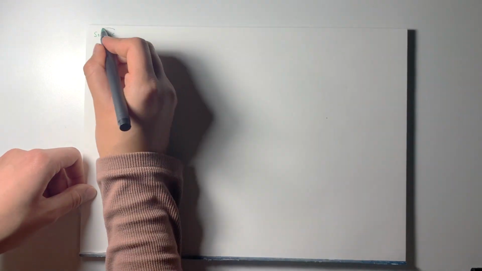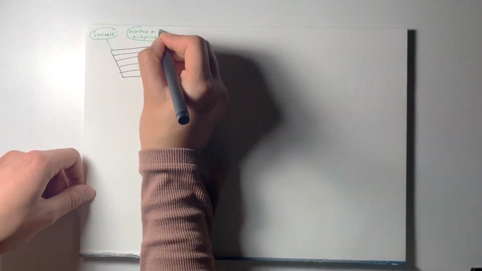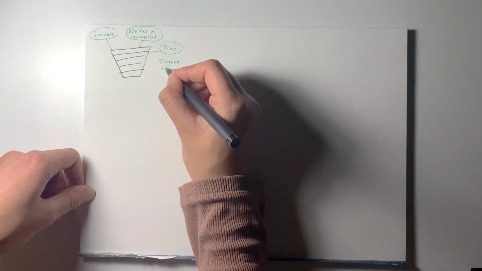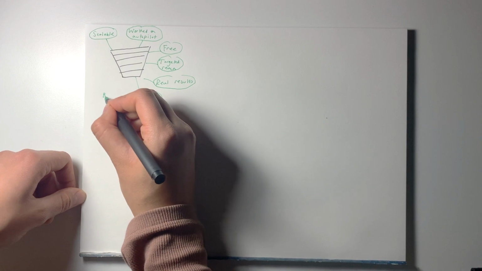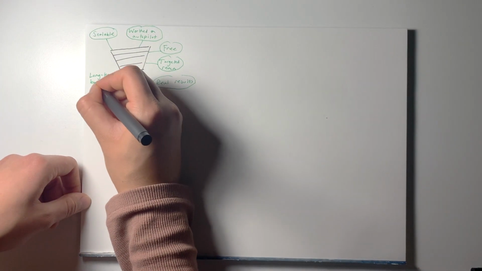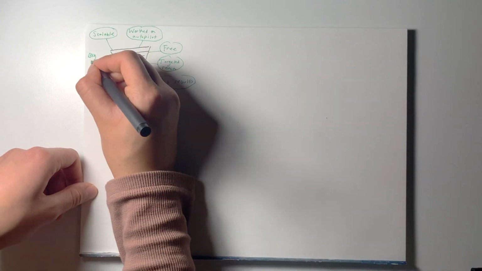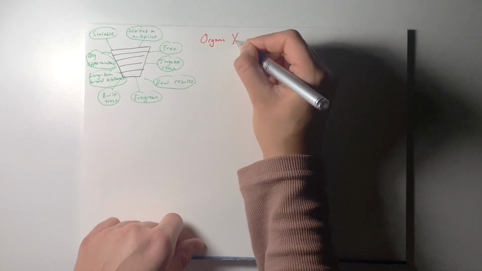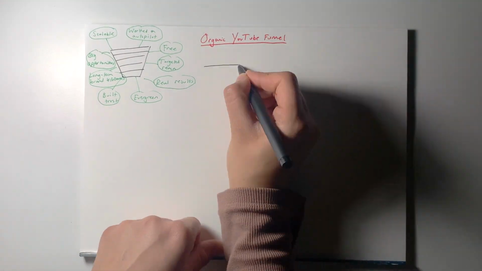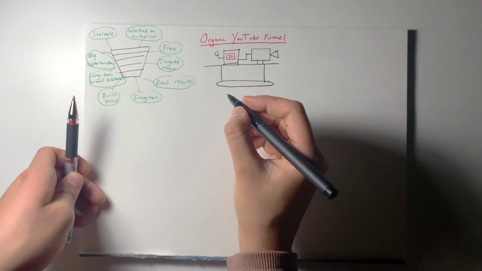It was scalable, worked on autopilot, it was free, you got targeted reach, you got real results, it was evergreen, it built trust with people, and built you a long-term brand and followers, and it led to bigger in-person opportunities. So what is this funnel that I'm talking about? It is an organic YouTube funnel, aka the income and the impact machine.